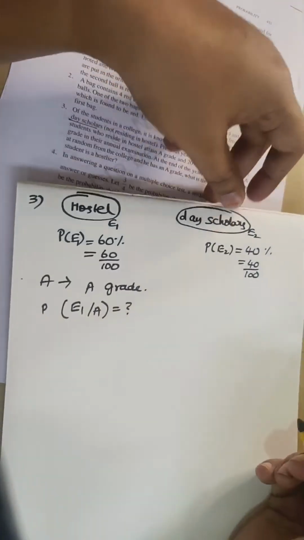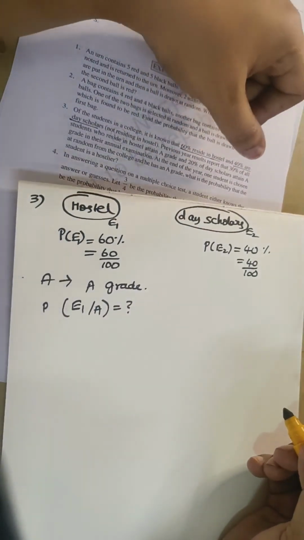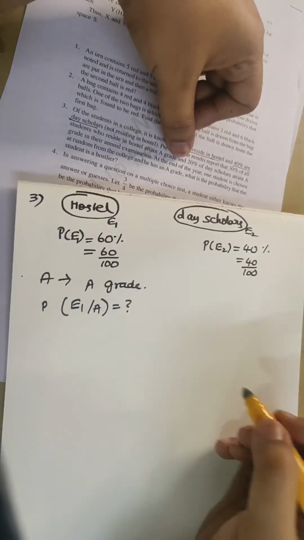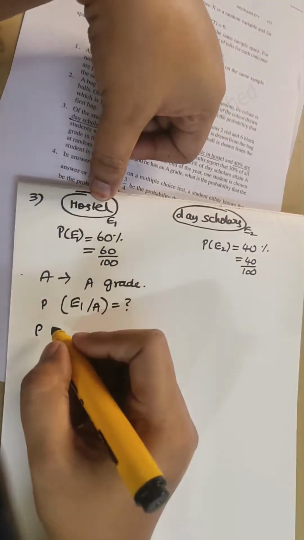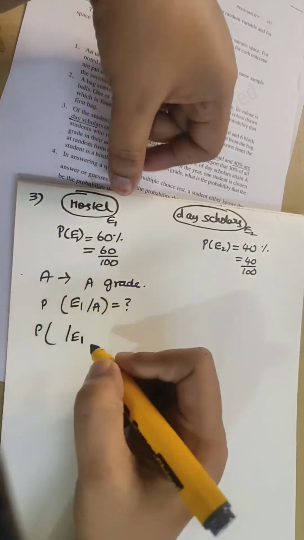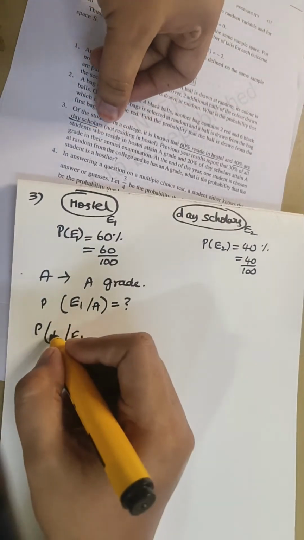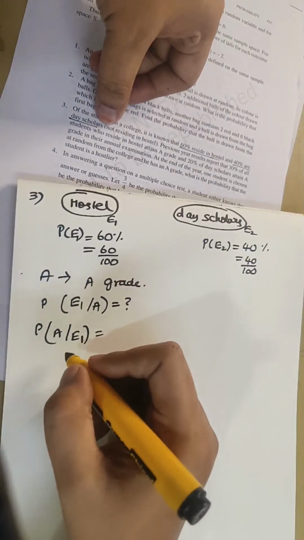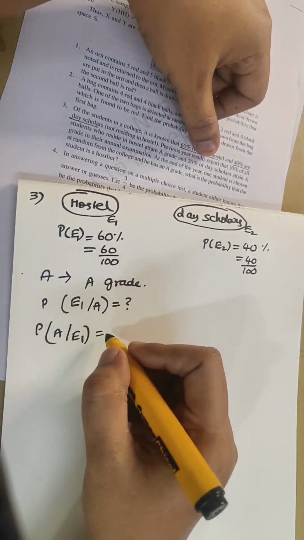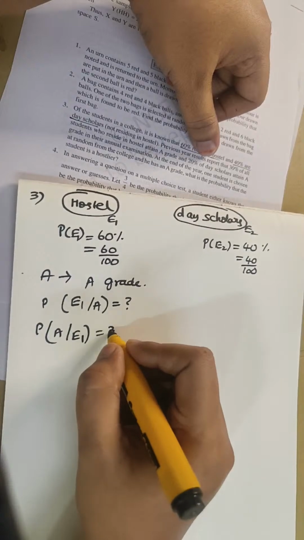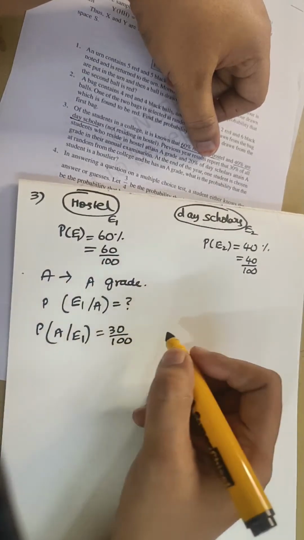Before that, they have given that 30% of all the students who reside in hostel attain A grade. So I know E1 has already occurred, that is, I'm picking from the hostel, and attaining A grade only is my choice now. That is given as 30 percentage, so it is 30 by 100.